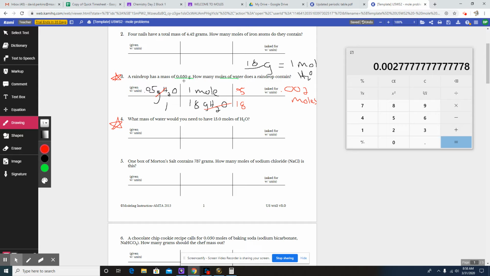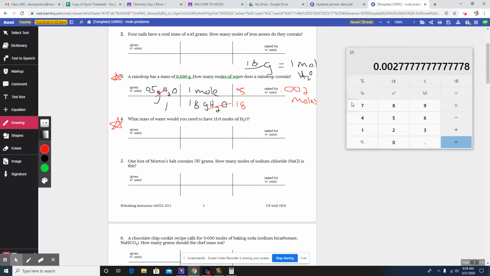So what does that mean? Well, it means if I have a really, really small mass of water, I'm not going to have a lot of moles, right? It's going to be a pretty small amount of moles as well, since in 1 mole, I have 18 grams. If I have way less than that, 0.05 grams, of course, I'm not going to have a mole. I'm going to have way less than a mole.